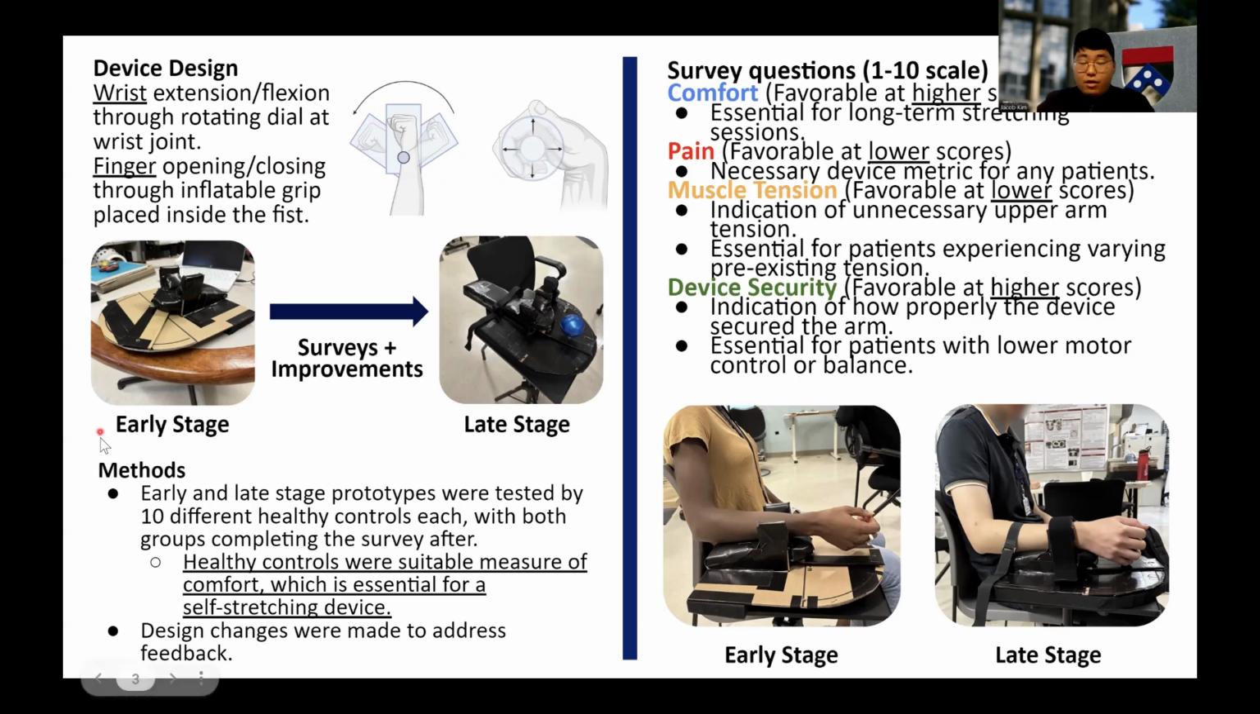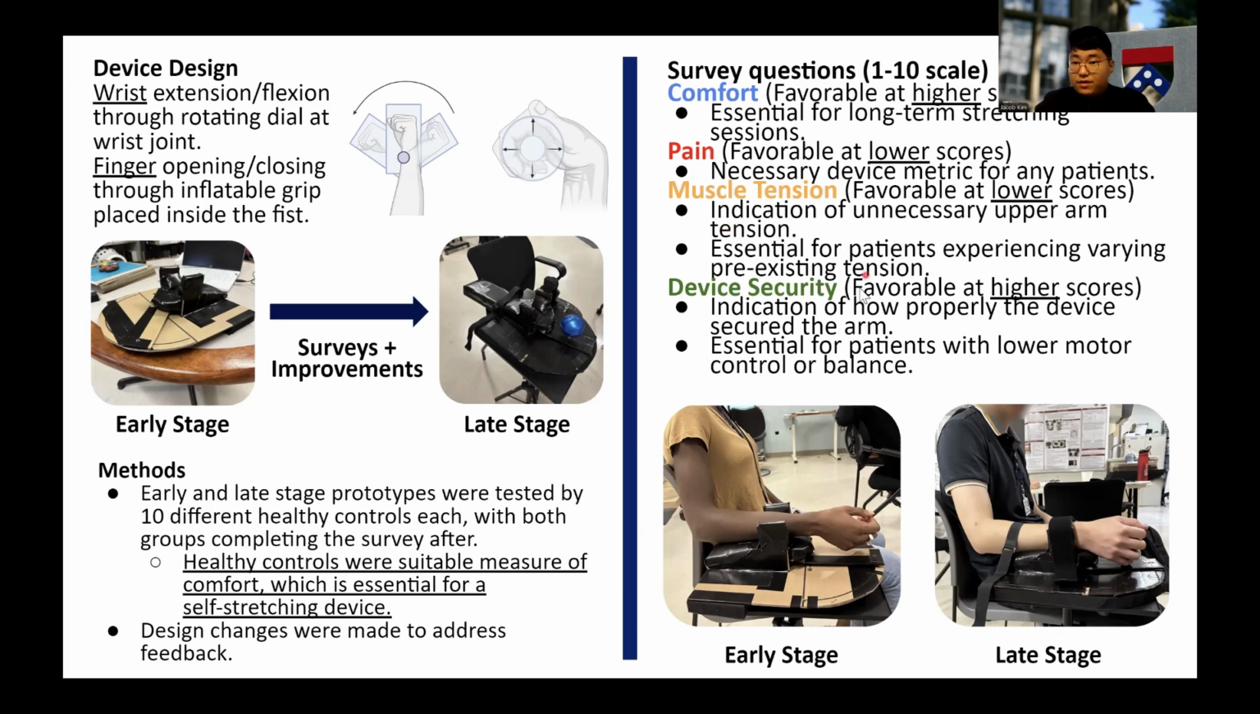We asked 10 healthy controls on the usability scores for both early and late stage with two different groups. The questions asked were on a 1 to 10 scale for comfort, pain, muscle tension, and device security. Comfort was favorable at higher scores. Pain was favorable at lower scores. Muscle tension was favorable at lower scores since the muscle tension was an indication of unnecessary upper arm tension.